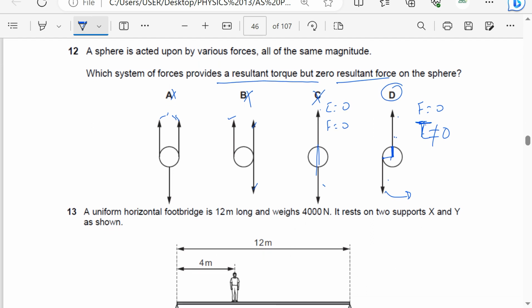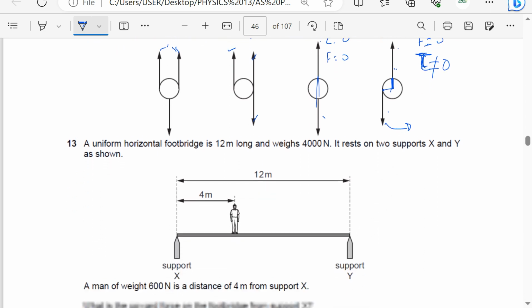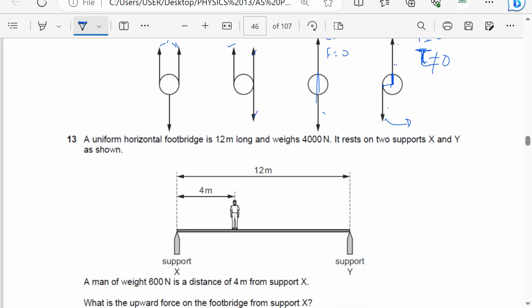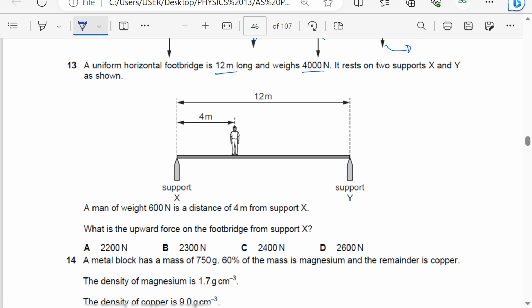Torque, when I write torque, that is moment, is not zero, but the resultant force is zero. A uniform horizontal footbridge is 12 meters long and weighs 4,000 newtons. It rests on two supports, X and Y. A man of weight 600 newtons is a distance of 4 meters from support X. What is the upward force on the footbridge?